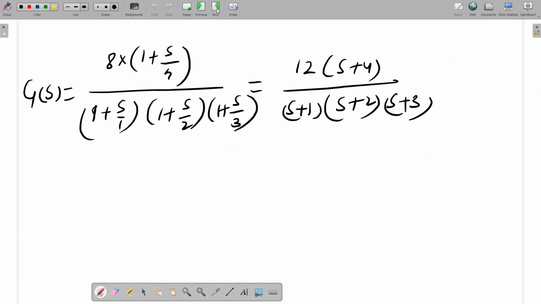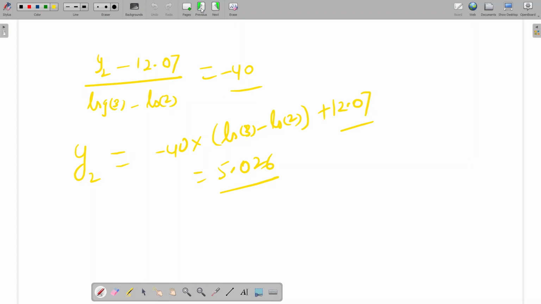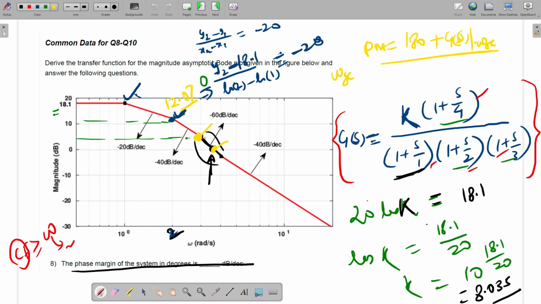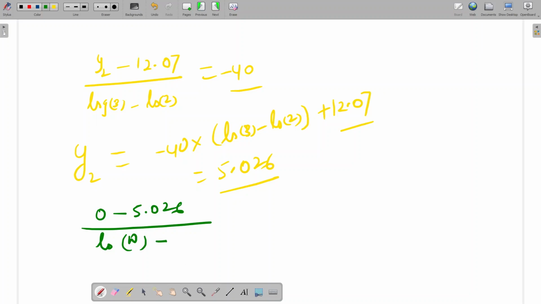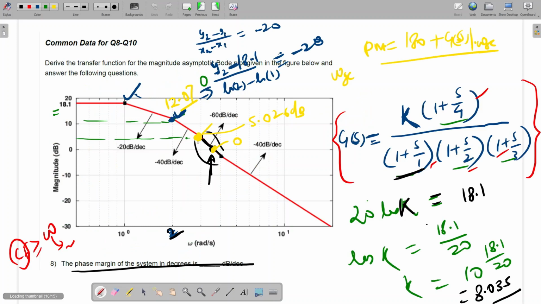One second. 5.026. So this is 5.026. This value 5.026. This is 0 dB. This is this much dB. So we know the slope also minus 60 dB per decade. So we have to calculate value from here. So y2 minus y1, 0 minus 5.026 divided by log omega minus log how much? 3. This point is 3.